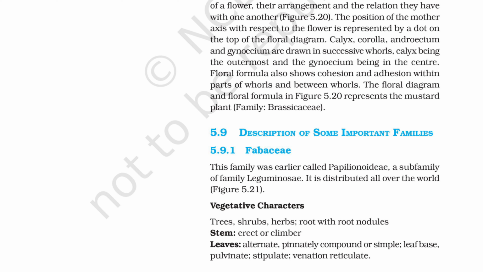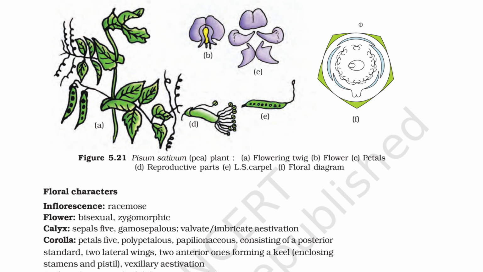Description of some important families. Fabaceae. This family was earlier called Papilionoideae, a subfamily of family Leguminosae. It is distributed all over the world. Vegetative characters: trees, shrubs, herbs, root with root nodules. Stem, erect or climber. Leaves, alternate, pinnately compound or simple, leaf base pulvinate, stipulate, venation reticulate. Floral characters. Inflorescence, racemose. Flower, bisexual, zygomorphic.